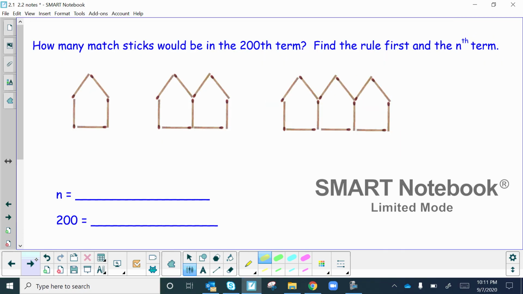All right, let's take a look at this last one. How many matchsticks would be in the 200th term? Find a rule first and then the nth term. So what is this pattern here? What is this rule? What helps is if you make a table. So this is the first picture, the second, the third. Then we can figure out what the fourth would look like. I think it looks like a real easy pattern. These are all pentagons. And look, these are all matchsticks. So I think it's pretty easy to see what's happening here.